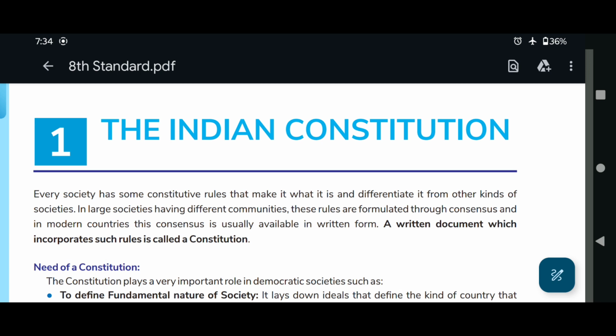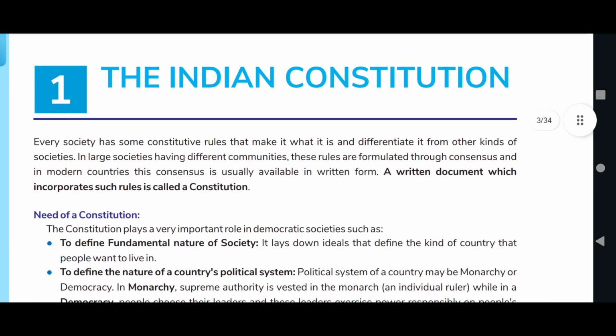Today we are going to read Class 8th Standard, the Indian Constitution. Every society has some constitutive rules that make it what it is and differentiate it from other kinds of societies. In large societies having different communities, these rules are formulated through consensus, and in modern countries this consensus is usually available in written form. A written document which incorporates such rules is called a constitution.